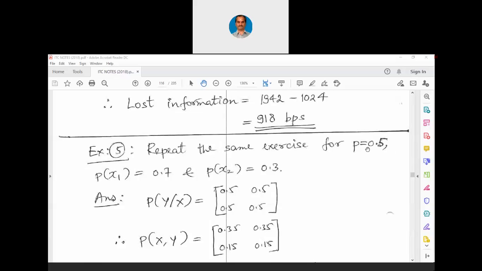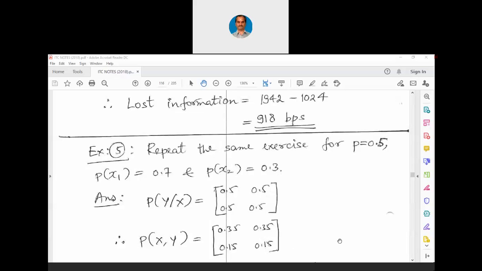See, p is 0.5, so 1 minus p is 0.5. Now 0.5 into 0.7, here the probabilities given are 0.7 and 0.3. 0.5 into 0.7 is 0.35, again 0.5 into 0.7 is 0.35. 0.5 into 0.3 is 0.15, and again 0.5 into 0.3 is 0.15.